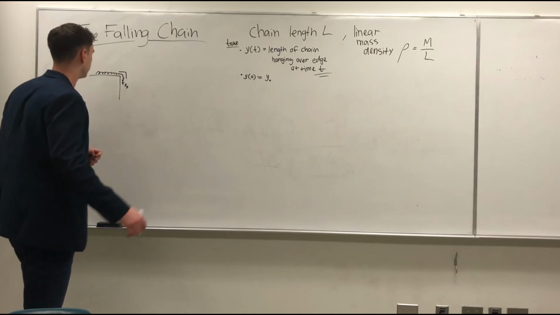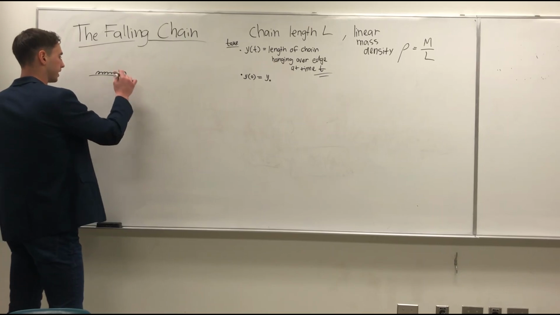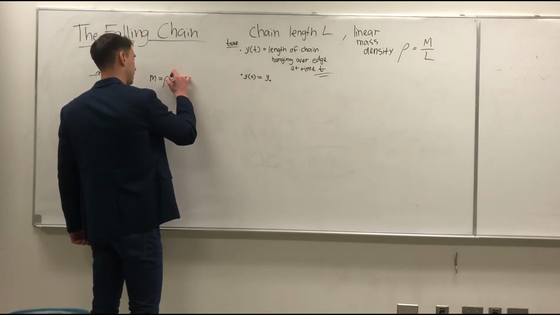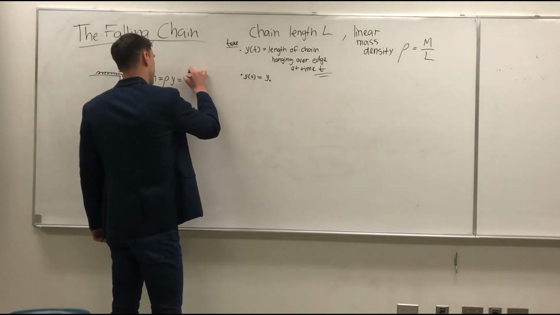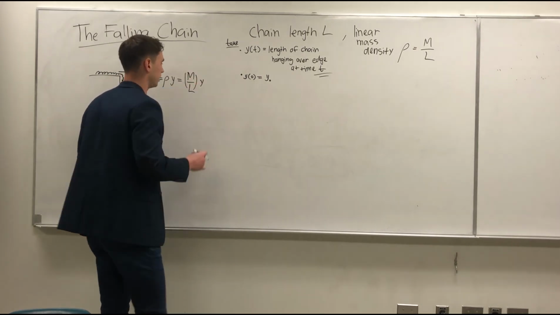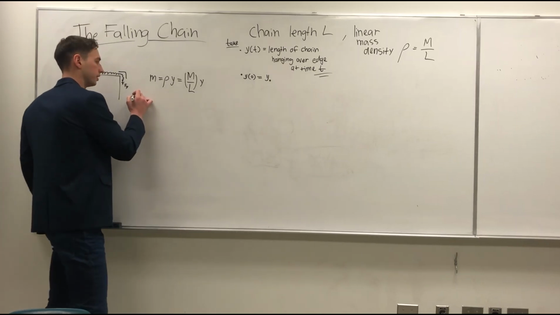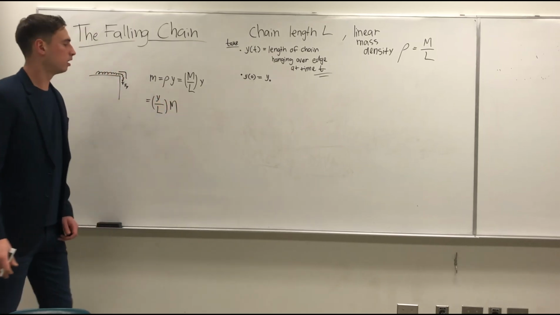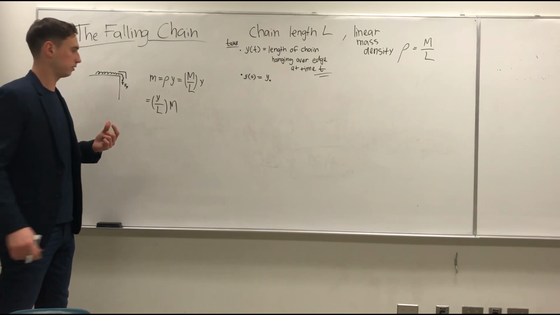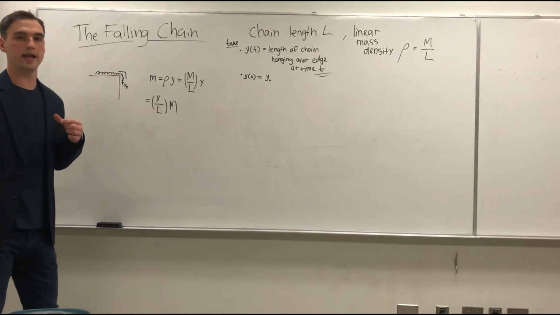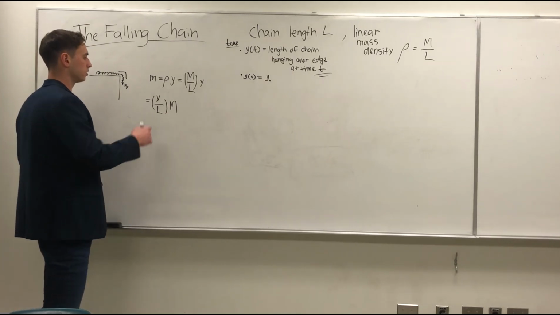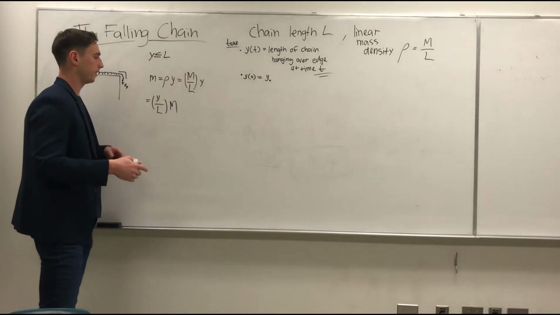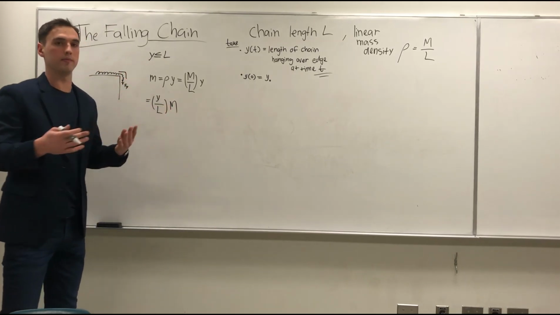Let's talk about this little piece that's hanging over the edge. It has a mass, which we call little m. Little m is going to be rho times y. What is rho? Big M over big L, and the y is still there. A more intuitive way to look at this would be y over L times big M. Y is a small number. It's less than or equal to L, obviously, because it's just hanging over the edge at any time.